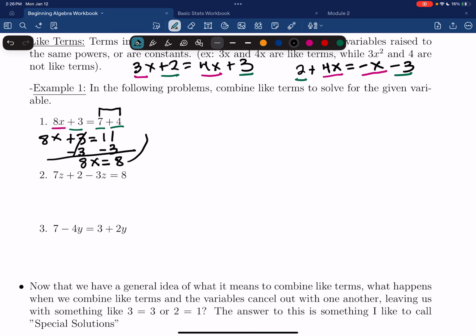And then I'm just going to move this up here. We have 8x equals 8. Now to solve for x, this 8 is being multiplied by x, so I'm going to divide 8 on both sides to get x alone. We're going to get x equals 8 divided by 8. That's 1. That's your final answer.